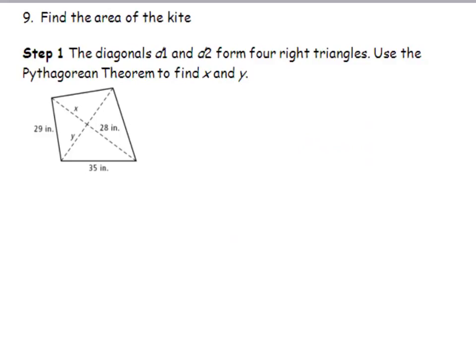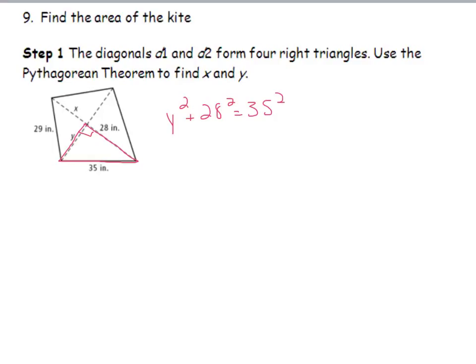All right, this next one can be kind of tricky here, all right? It says, the diagonals D1 and D2 form right triangles because they're perpendicular. Use the Pythagorean theorem to find x and y. Okay, well, first things first. I want you to notice this triangle right here has the hypotenuse and it has one of the legs. So we're going to take y squared equals, sorry, not y squared equals, I apologize, you guys. y squared plus 28 squared equals 35 squared.